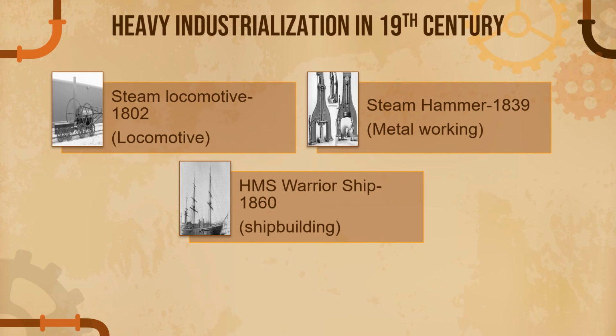Next is the steam hammer. The steam hammer was built by Smith in 1839. The steam hammer was used in the metalworking industry. It was used for shaping forgings and driving parts.